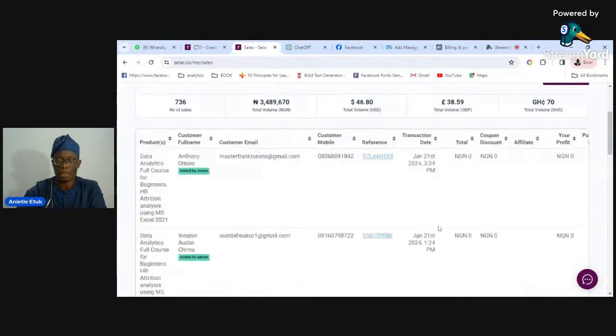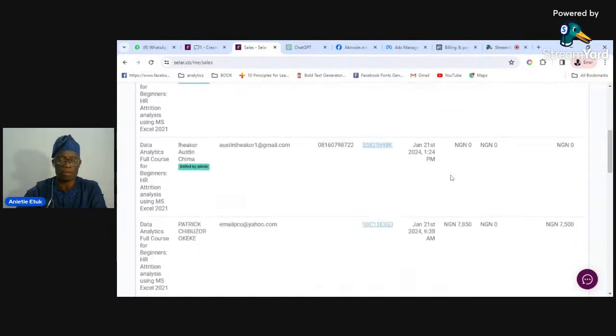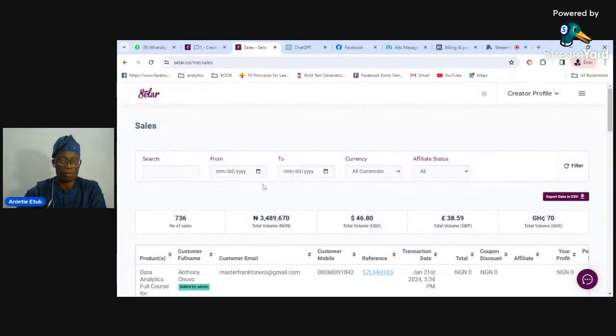The course is 7,005, then Seller will add their own, so that's why you see 7,850 naira. You can see the figure here that so far about 736 units have been sold. And if you look at the figure, 3.4 million, this is not including the dollar, the pound, and the Ghana, is it Ghana shilling or something? By the time you add all these to the amounts, we have crossed 3.5.